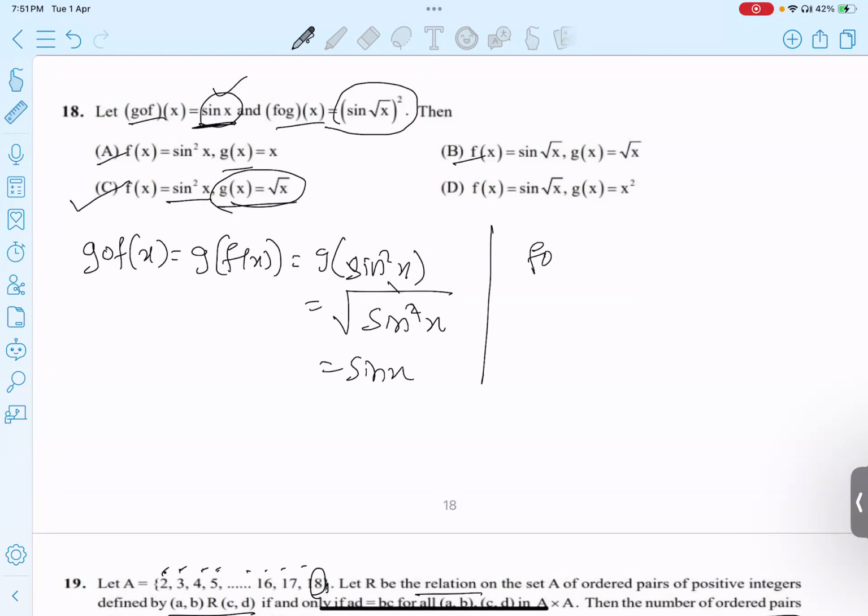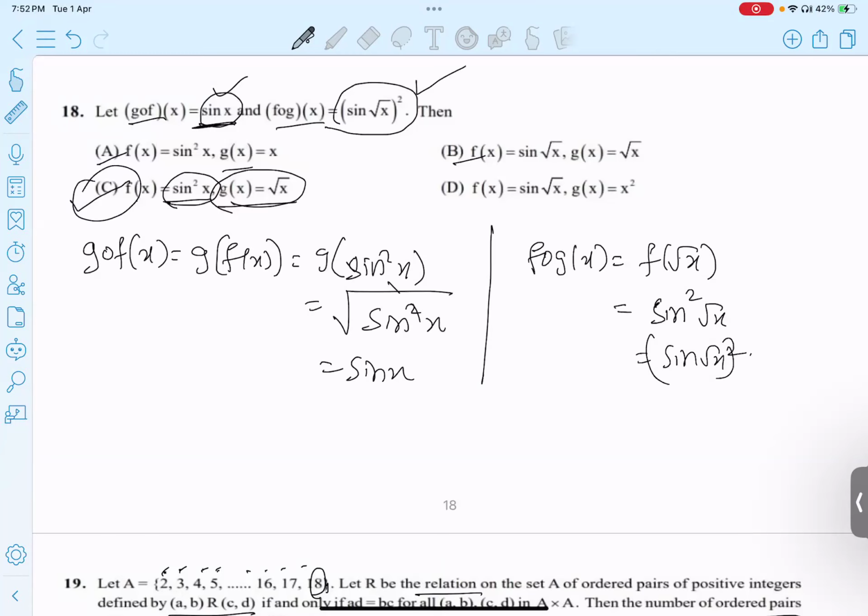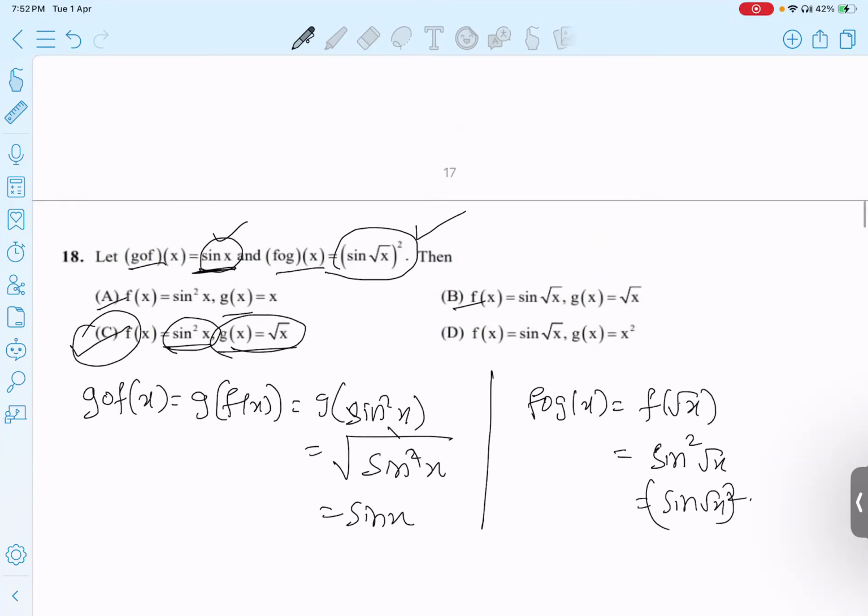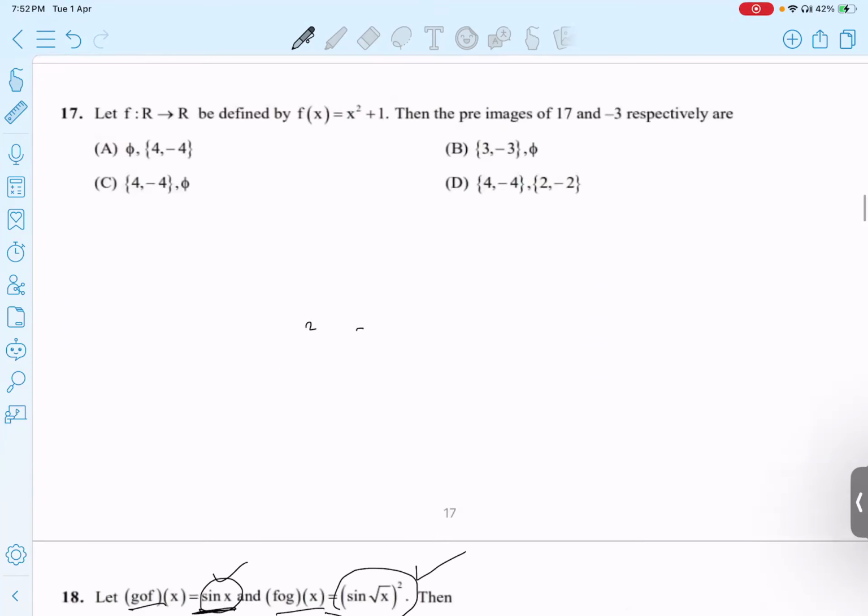What about this fog? So now f of g of x. g of x is nothing but root x, so sine x, f of x is sine square x. Sine square of root x can also be written as sine root x whole square. Yes, we have the same fog value. So option C is the right answer for this. Okay, so these are the direct questions. Now moving on to the next question.